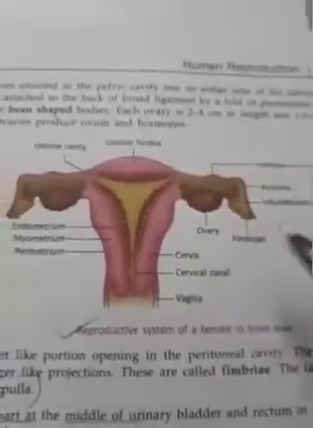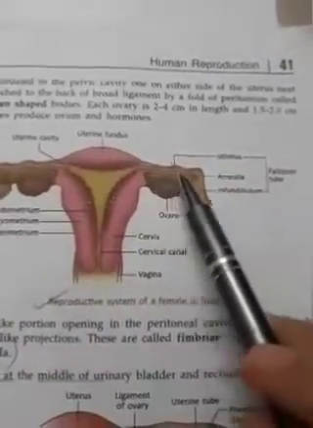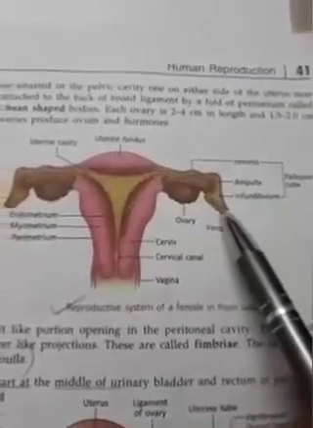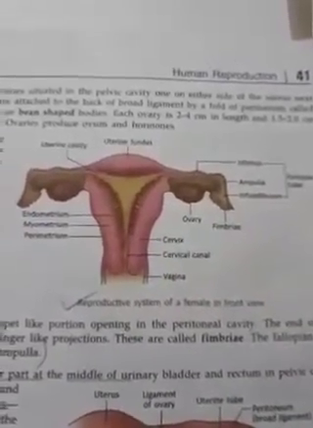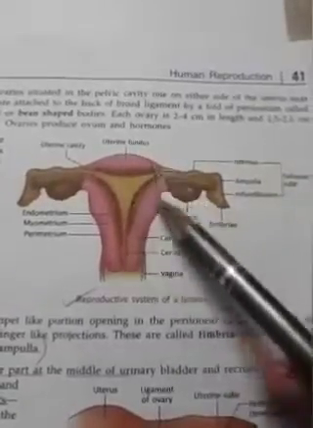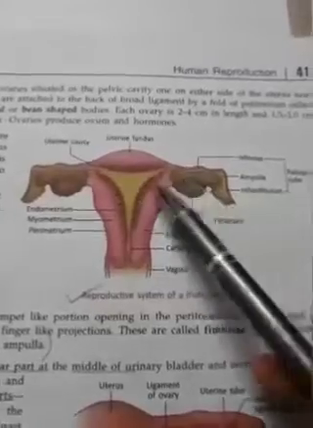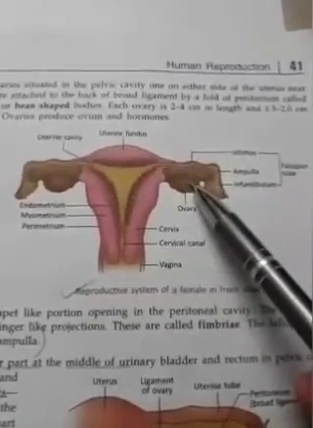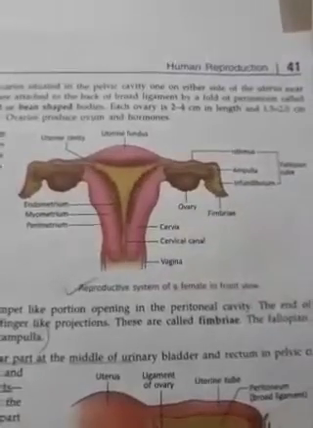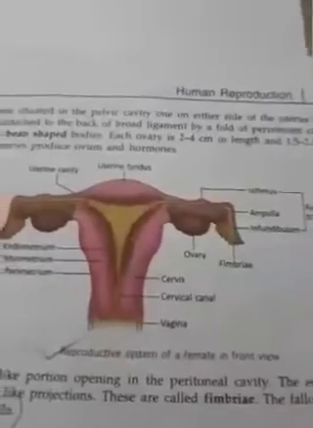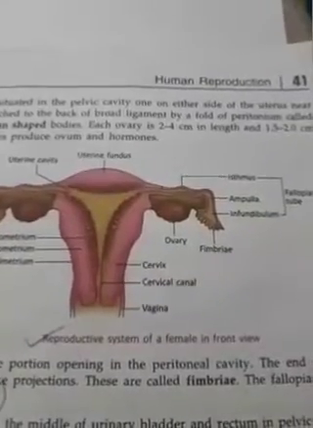Next, you can see the fallopian tube, right? This hand and finger-like structure is known as the fallopian tube, and it starts from both sides of the uterus and extends up to the ovary. They are about 10 to 12 centimeter in length, and each fallopian tube is divided into 4 parts.